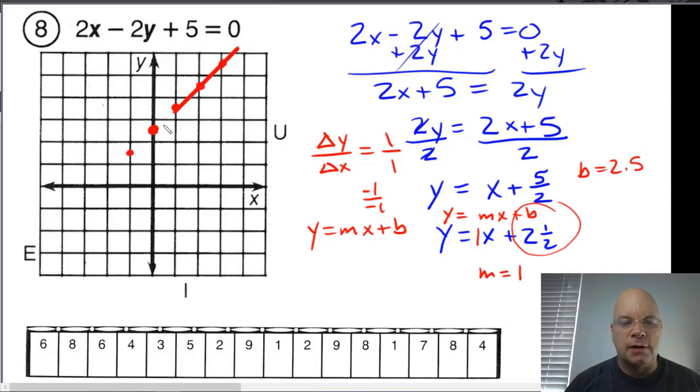But this is your line, and if you extend it all the way, you see that it would intersect the letter E. And so underneath every number 8, you should put the letter E. There's one, there's another one here, and there's another one here.